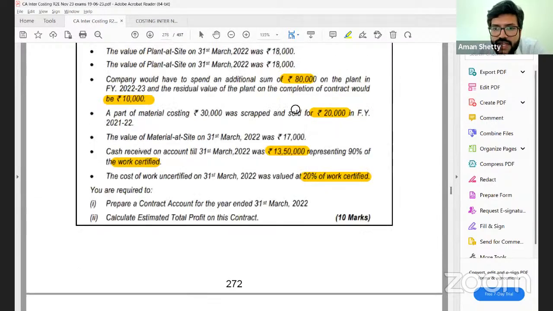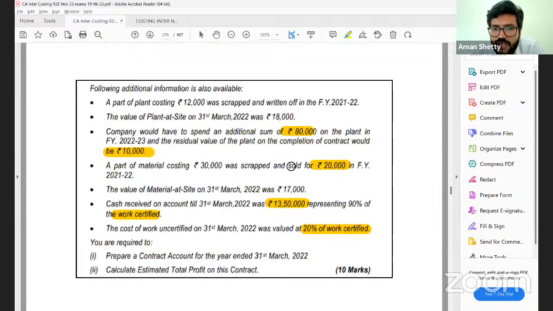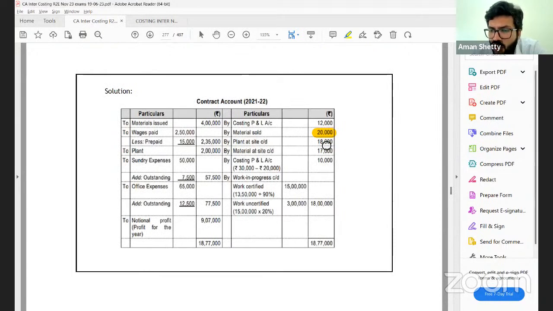Check here. Material costing 20,000 was sold. So in the same way, all the adjustments are put here. What is the closing value of the material costing P&L account? What is this costing P&L? The profit on the 20,000 that is sold. Yes or no? Sorry, this is scrap. Yes, scrap, correct.